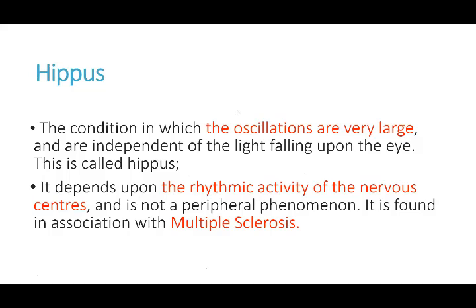Now, hippus is a condition in which the oscillations are very large and are independent of the light falling upon the eye. It depends on rhythmic activity of the nervous centers, is not a peripheral phenomenon. It is found in association with multiple sclerosis. So I'm going to show you a small video of hippus.